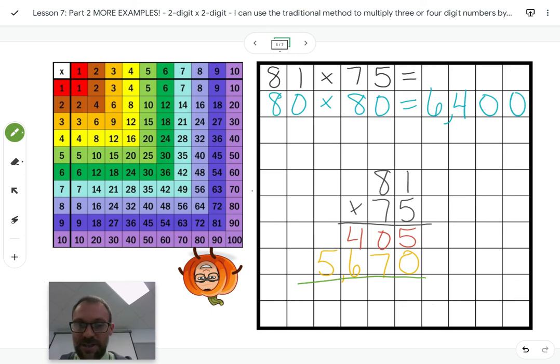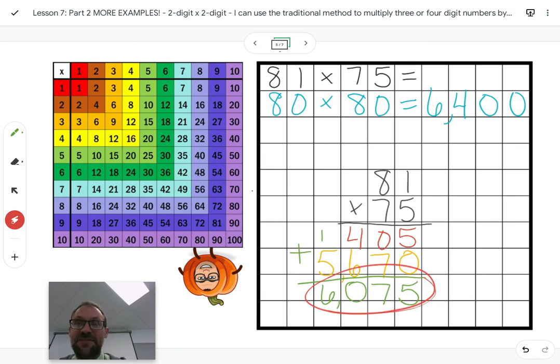Did you add 5 plus 0? That's 5. 7 plus 0? That's 7. 4 plus 6? Let's see, that's 10. So we write the 0 here and carry the 1. And then 1 plus 5 and get 6. I know this is a little messy, but the final product is 6,075.